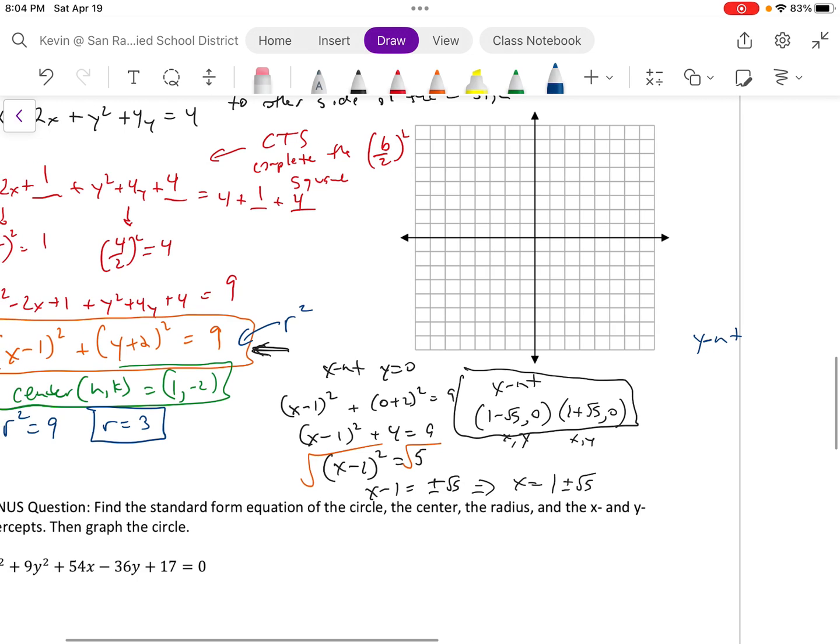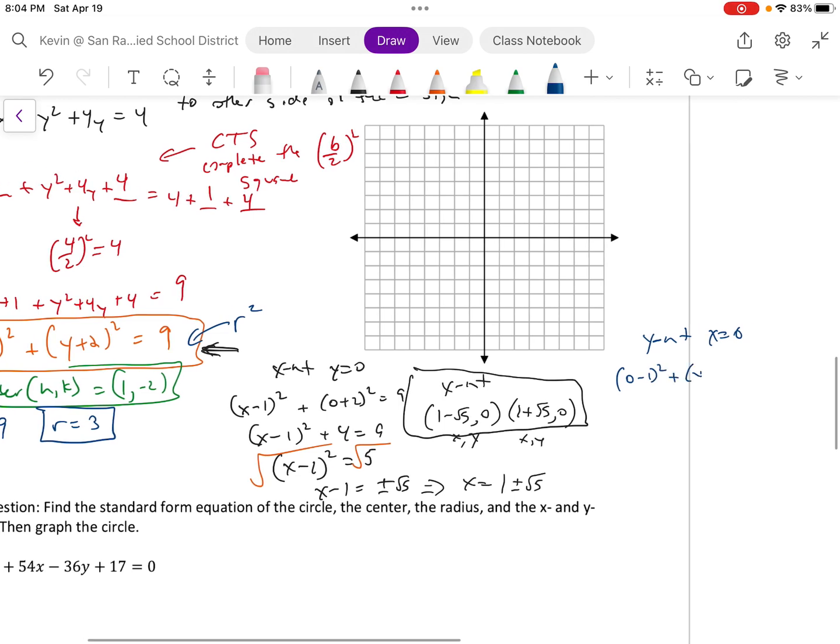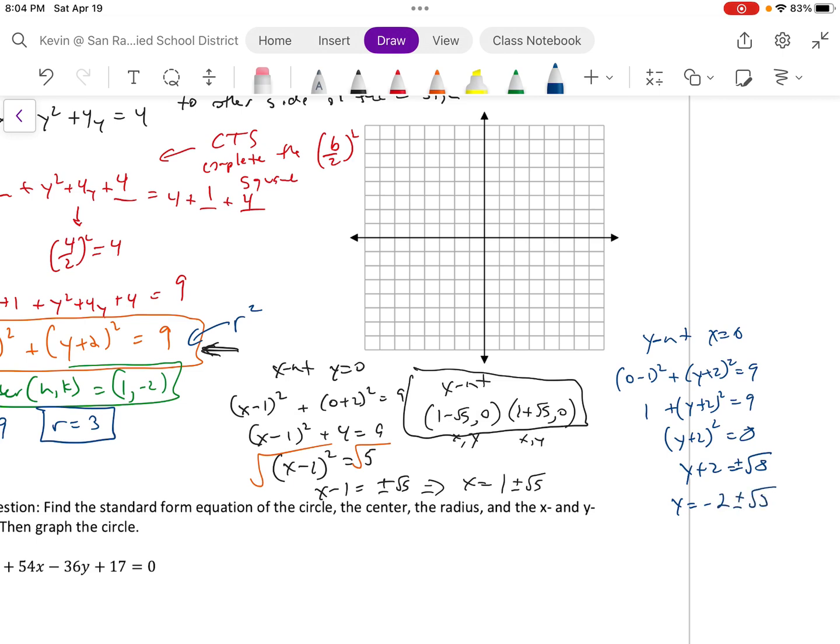Y-intercepts, we do the same thing. We are going to take that same equation. We're going to set x equal to 0. So (0 minus 1) squared plus (y plus 2) squared equals 9. So this is 1 plus (y plus 2) squared equals 9. (y plus 2) squared equals 8. y plus 2 equals plus or minus the square root of 8. So y equals negative 2 plus or minus the square root of 8.